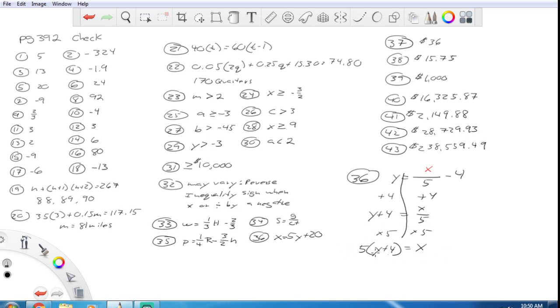Technically this is fine if you want to leave it like this. This is actually probably preferred. But your book takes it one more step further and asks you to distribute, to simplify this side, which will give you 5y plus 20, because 5 times y is 5y, 5 times 4 is 20, equals x. So either one is acceptable. I guess your book wanted you to take it out, but honestly this is probably a more useful answer to me, depending on what you want to do with it. I can see more uses for this than that. I guess if you wanted to graph something, that would be easier.